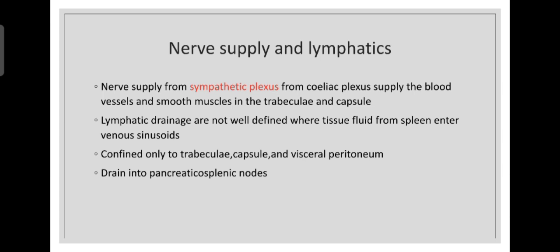Lymphatic drainage is not well defined, because within the spleen the tissue fluid will enter into the sinusoids directly without forming any lymphatics. But lymphatics are found along the hilum and capsule, which are present mostly in the outer aspect and in the visceral peritoneum, and they drain into the pancreaticosplenic nodes.